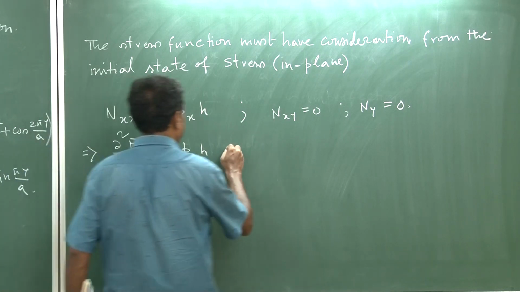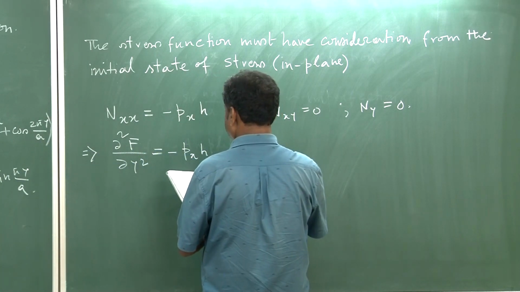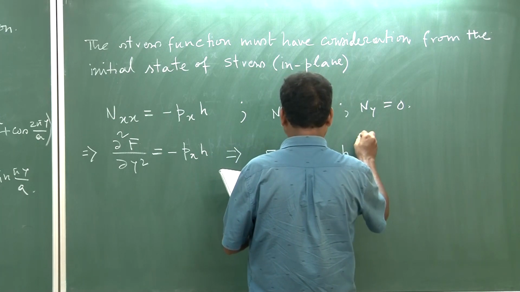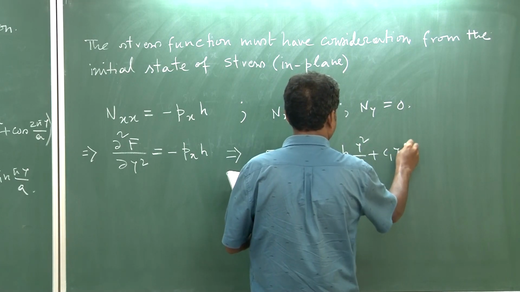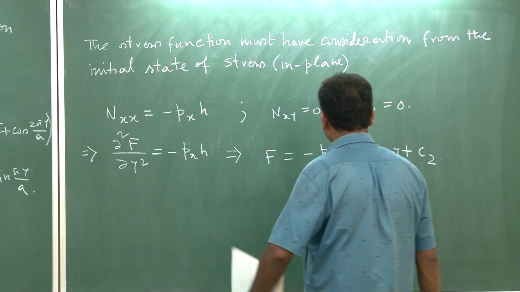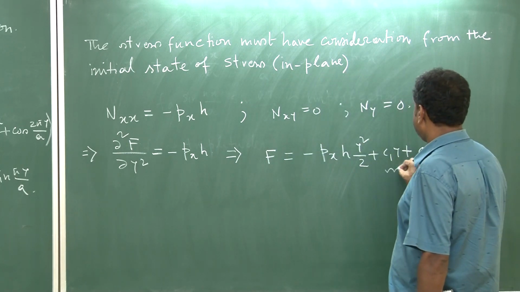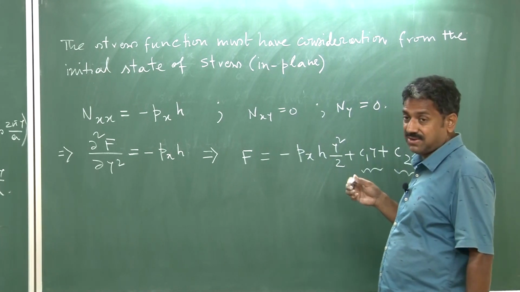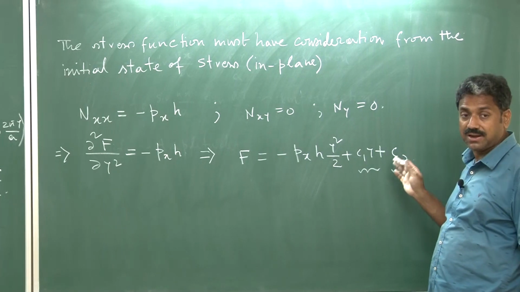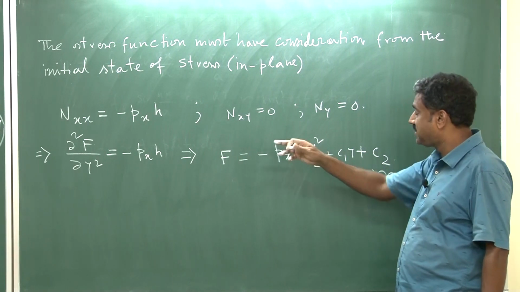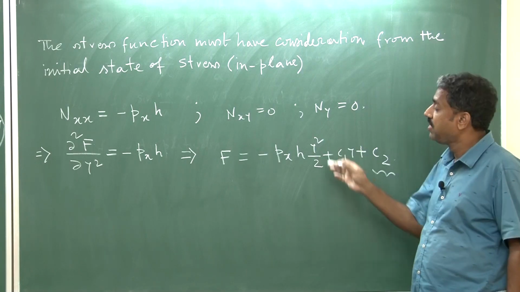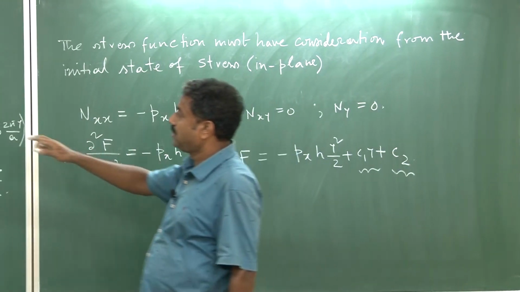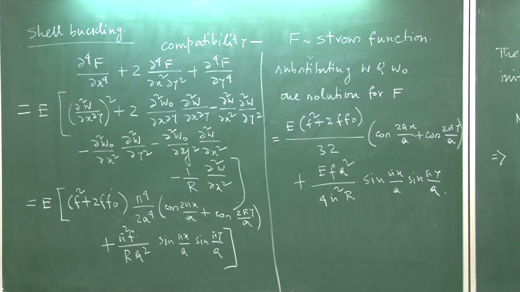H is the thickness. So, you integrate it and then you will see F will be minus Px H y square by 2 plus C1 y plus C2. Now, if you consider this term and this term, of course, a constant stress function doesn't really give any stresses, so it is not relevant. This term, if you differentiate twice, will also be 0. It doesn't give anything. So, only the meaningful contribution comes from this, right. So, now this is one solution, maybe F1, this is another solution, right.